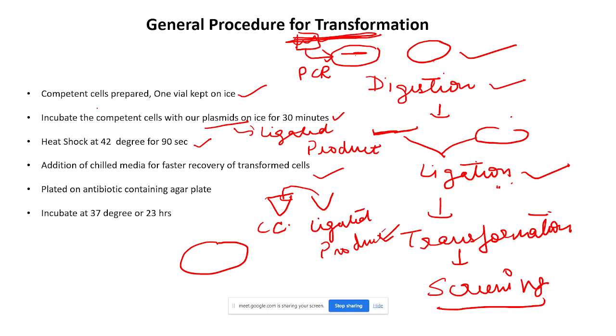Okay, fine. Then after addition of the media, we will plate it and incubate at 37 degrees for 23 hours.